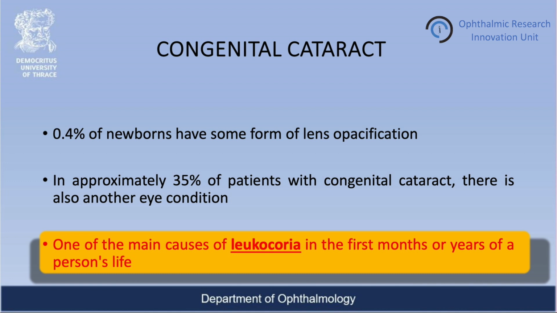It should be noted that approximately 0.4% of newborns have some form of lens opacification. In around 35% of patients with congenital cataract, there is also another eye condition. It is crucial to note that congenital cataract is one of the main causes of leukocoria in the first months or years of a person's life.